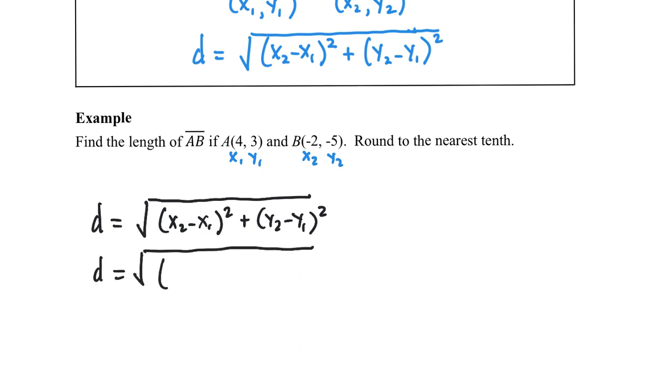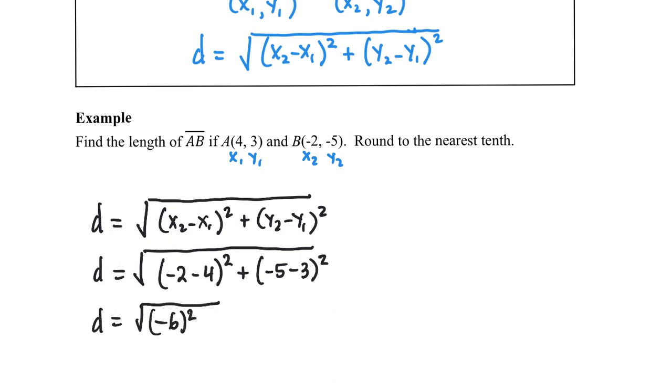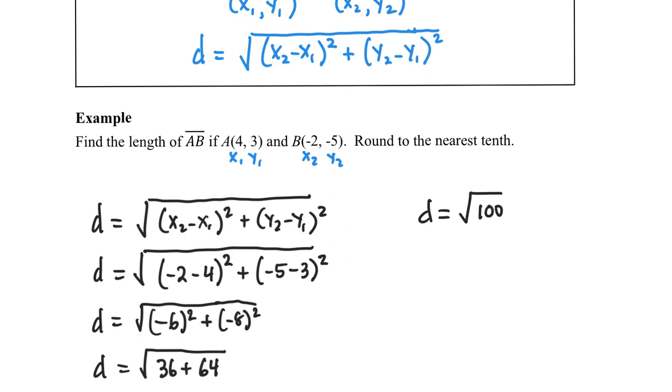The square root of -2 minus 4 squared plus -5 minus 3 squared, which is the square root of -6 squared, it's okay if you get negatives, plus -8 squared, which is the square root of 36 plus 64, which is 100. And so it turns out that my distance is 10. And that's how you use the distance formula. Label your points, plug in, simplify down, and that's all there is to it.